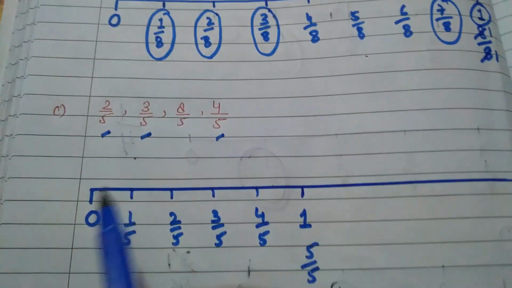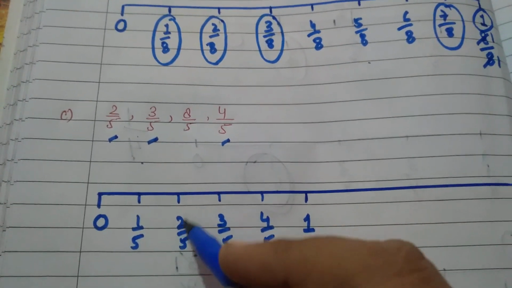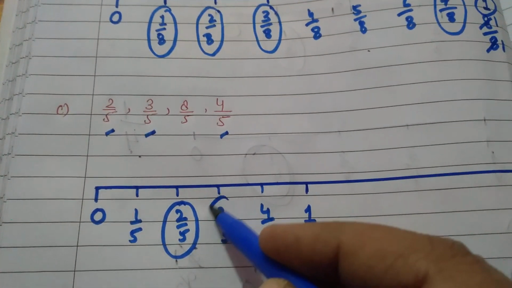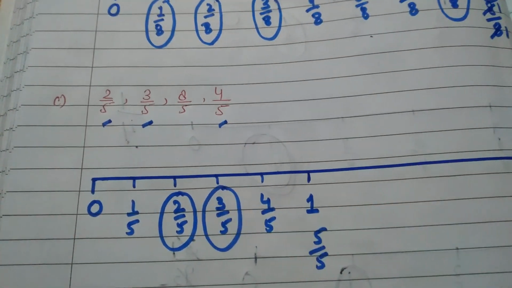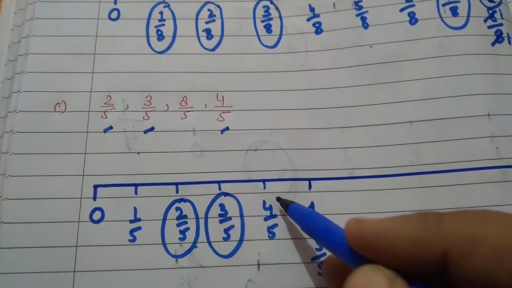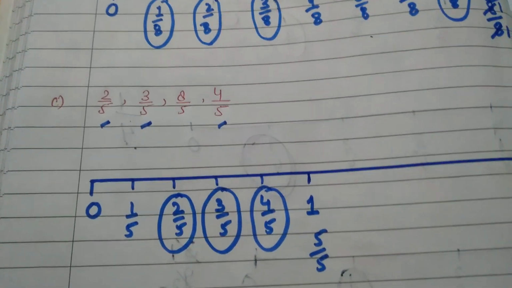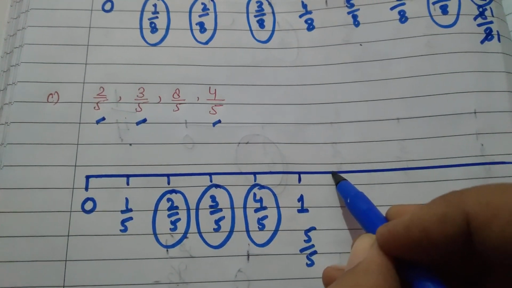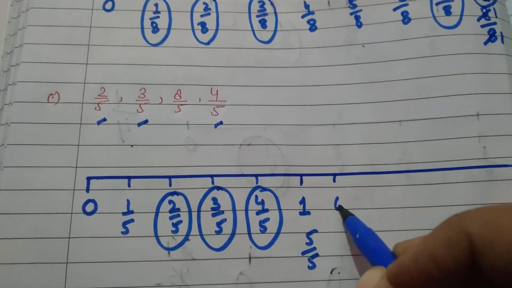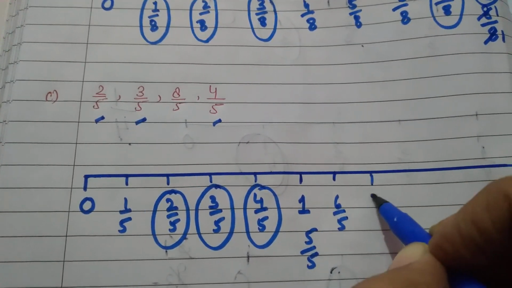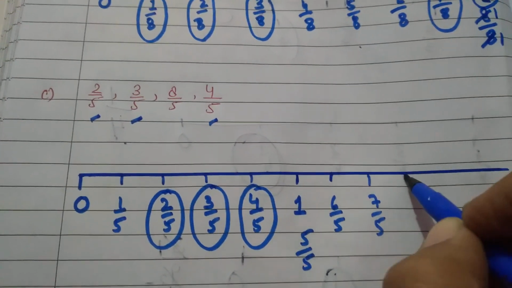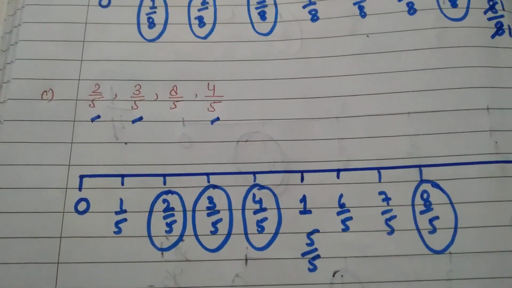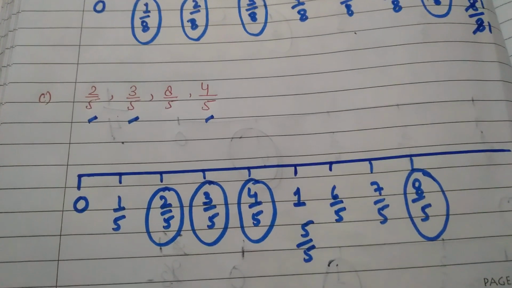Now we have done 2 by 5. Here we can show 2 by 5, here we can show 3 by 5, and what is left? 4 by 5. Here we can show 4 by 5. And now they are asking for 8 by 5. So what we have to do? We will write here 6 by 5, then 7 by 5, then 8 by 5, right? So this is the number we can show here on the number line. Is it clear to all?